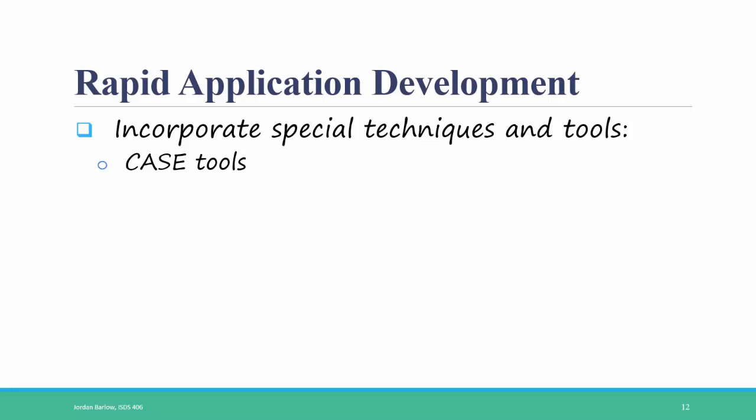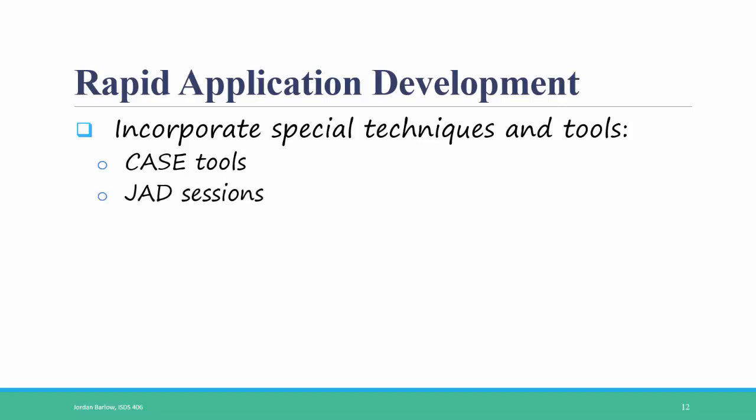CASE tools take diagrams and other sources that you use during the analysis phase and turn them into design elements. They can also take design elements and turn them into coding elements. For example, using the design that you create in a CASE tool, some CASE tools will take that design and output a set of code or generic code that can be used in the implementation phase.